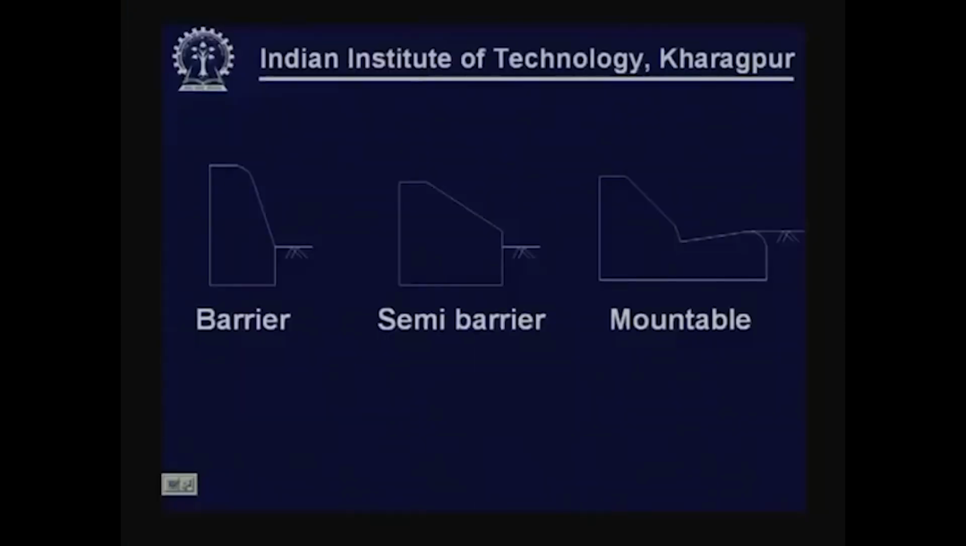There are different shapes of curb as shown here: barrier type curb, semi barrier type curb and mountable curb. Mountable curbs are provided where we want the vehicle to cross the curb with very minimum difficulty. Yes, there is a curb, there is a barrier, but vehicles can easily cross that barrier.